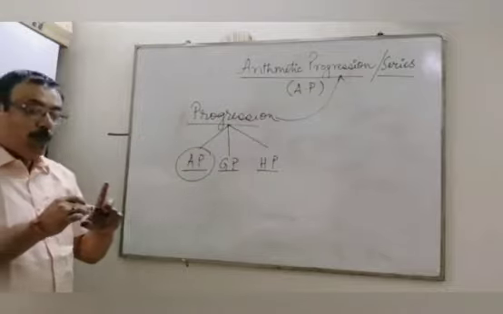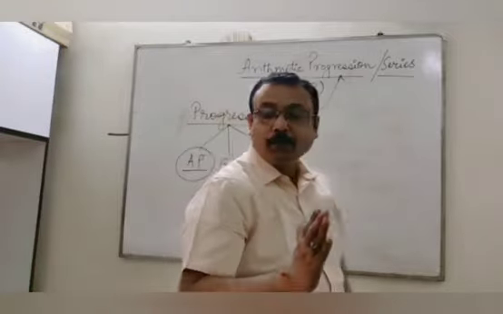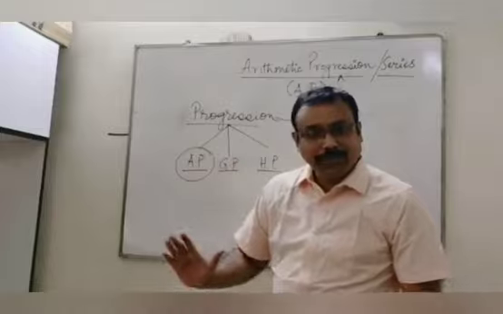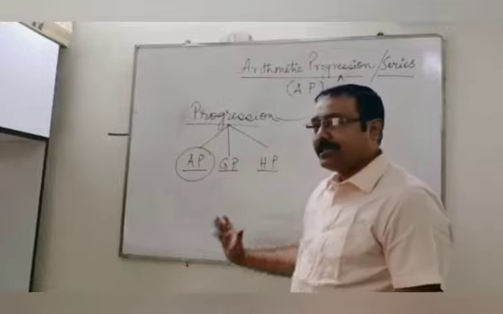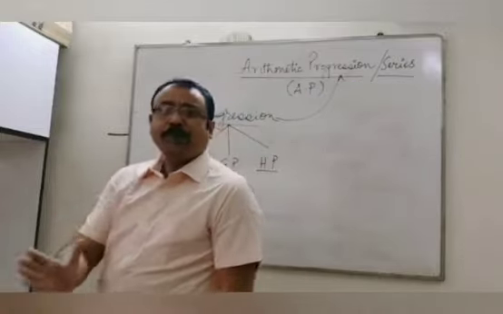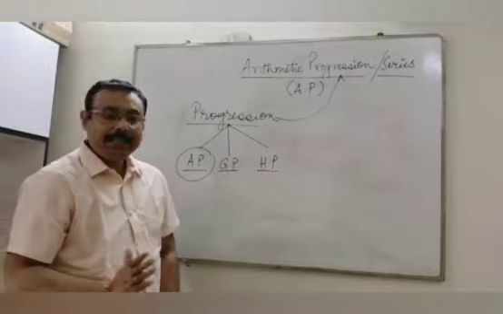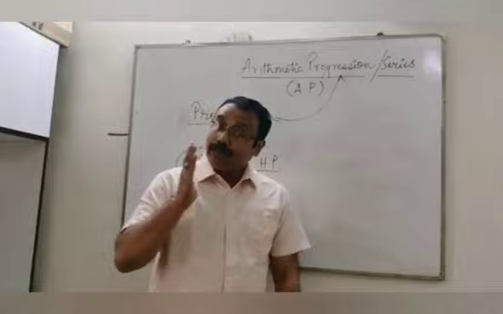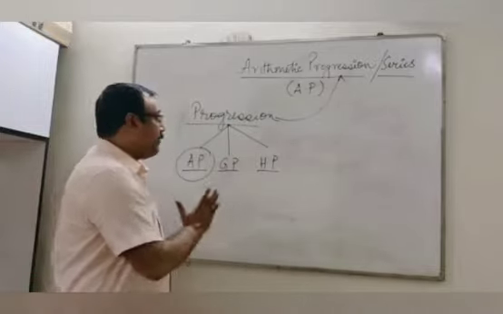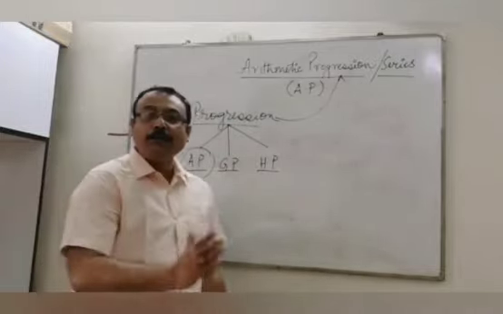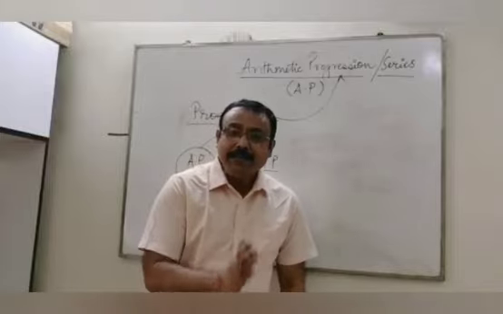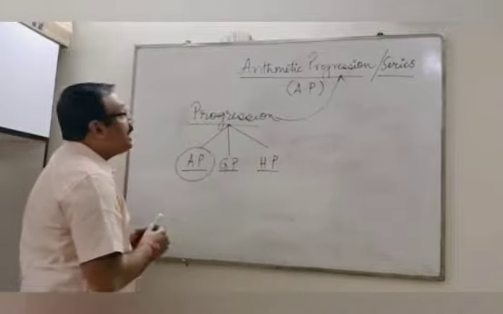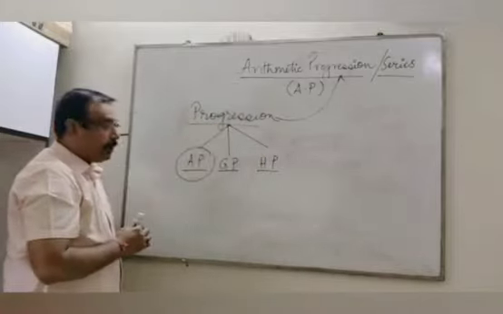So we know now what an arithmetic progression is. It is a sequence or a series or a progression which has a certain number of elements in it. If that sequence has a finite number of elements, then it is called a finite series or a finite progression. And one which has an infinite, uncountable number of elements is called an infinite series or an infinite progression.